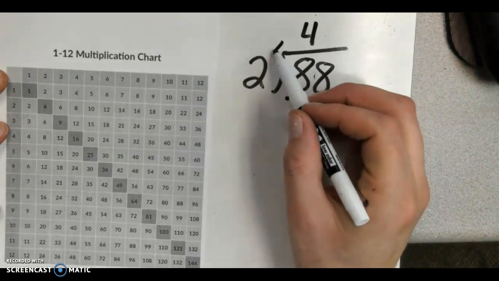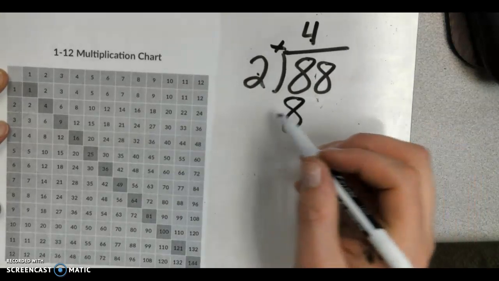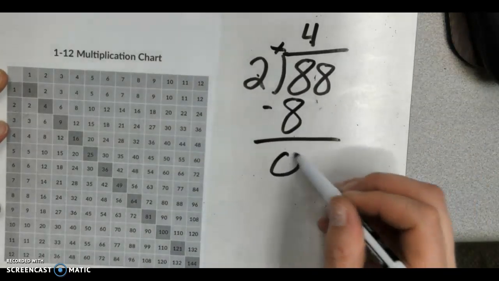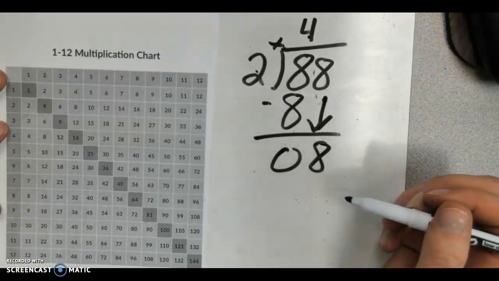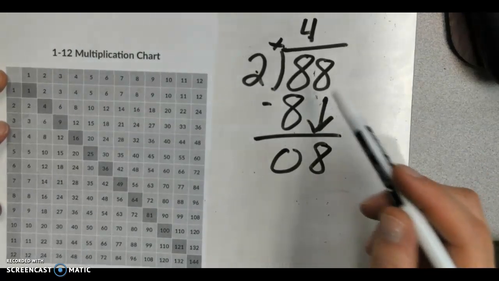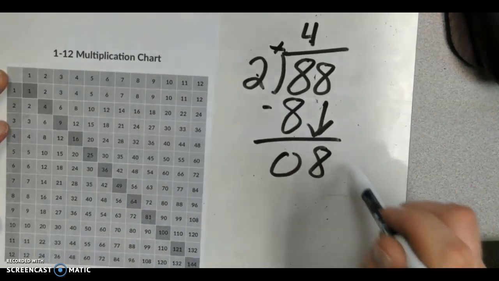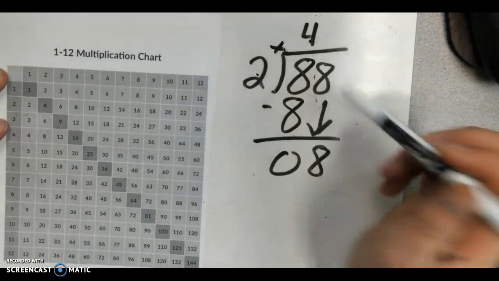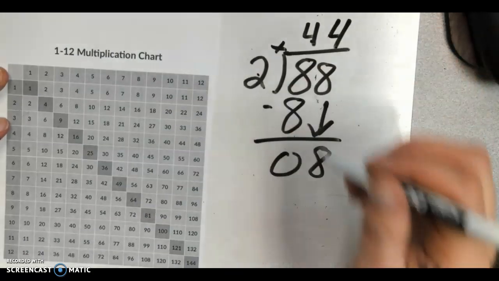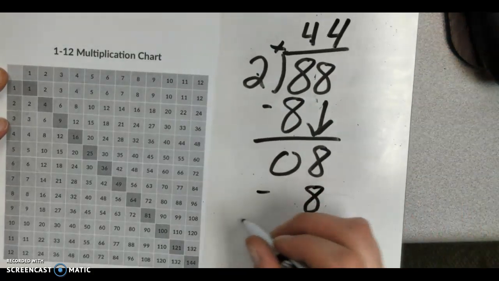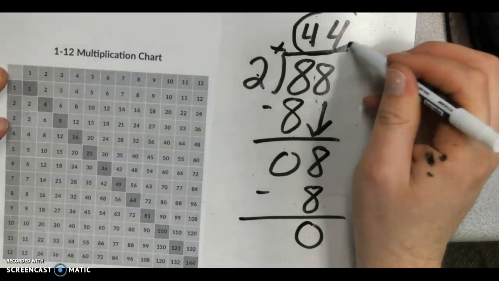I multiply. 4 times 2 is 8. I subtract them, 0, and I bring down my 8. Once again, I look. How many times can 2 go into 8? I just did that, and I got 4. My answer's not going to change. I'm going to put another 4 up top. 4 times 2 is 8. I subtract it. It gives me 0. So my answer is 44.